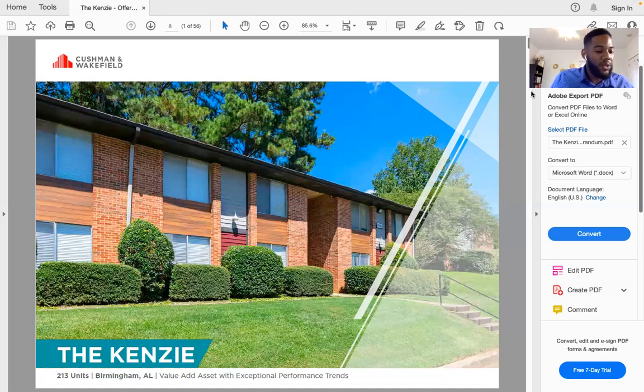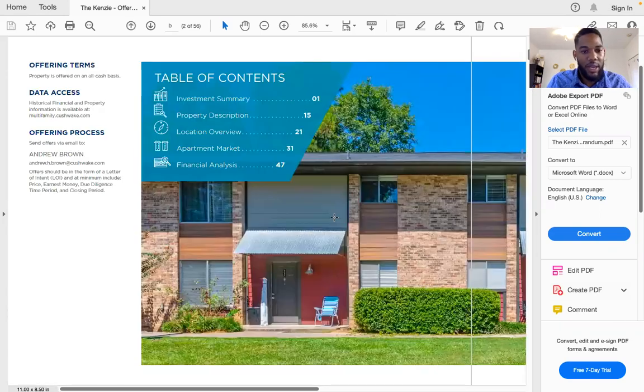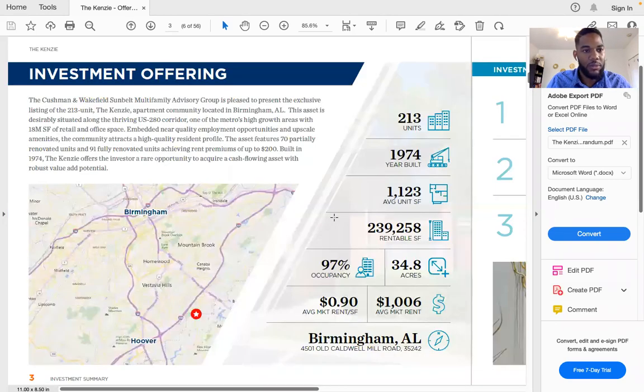So usually, we don't really focus on the market too much with these calls. We usually just like to focus on the property and the rent comps. So we'll glaze through the market a little bit, but our focus is going to be on the property and then the rents. So let's go ahead and read through here.